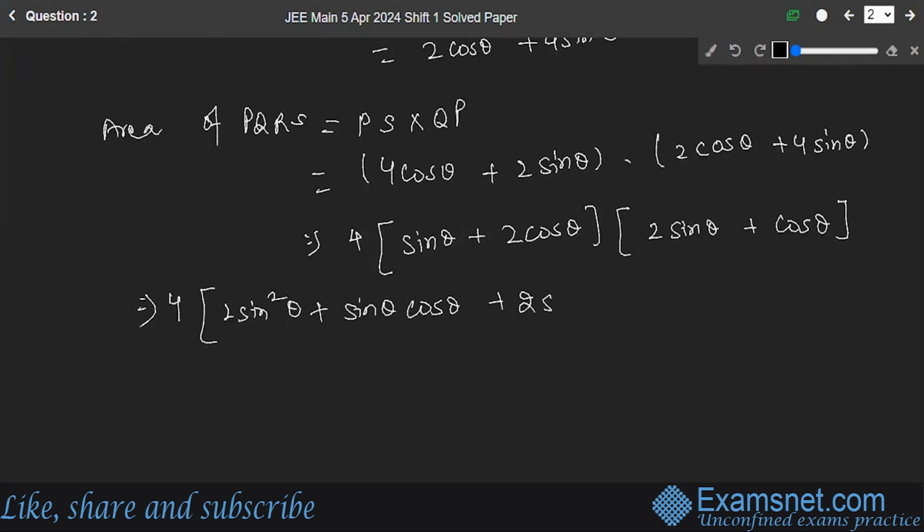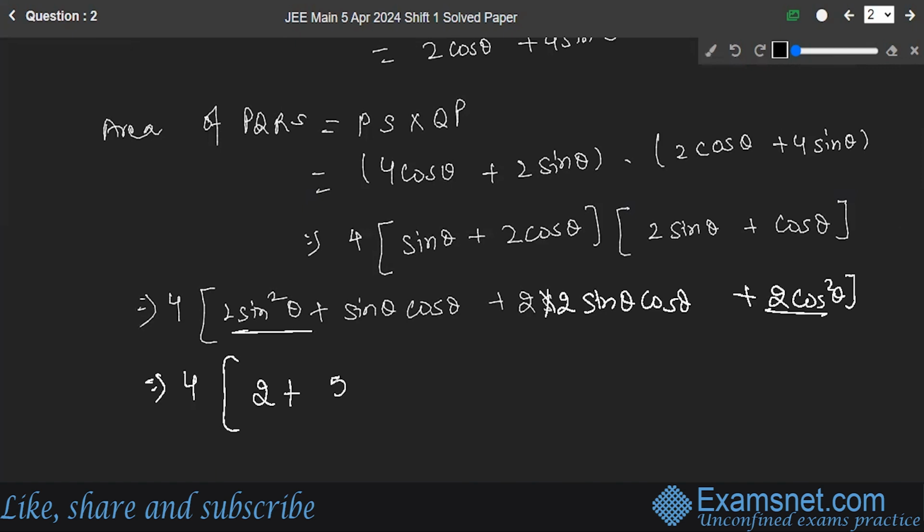Okay, let me check once. 2 sine square theta, sine theta cos theta, 2 into 2, 4 sine theta cos theta, and 2 cos square theta. This and this will give you 2. So 4 into (2 plus 5 sine theta cos theta). This is 8 plus 10 sine 2 theta, right? Because 2 sine theta cos theta will give you sine 2 theta. Okay, this is the area.